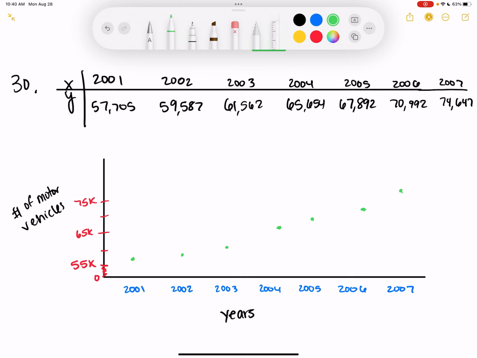If you have graph paper, it'll look a little better than this does. But with the scatter plot, we do not connect the points. Sometimes people like to go through and do this. Okay, don't do that. It's a scatter plot.